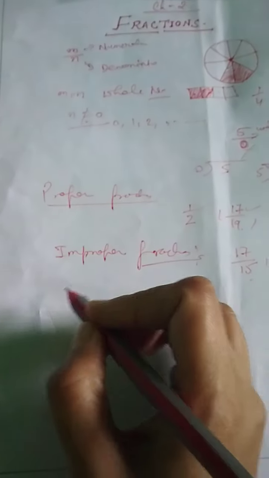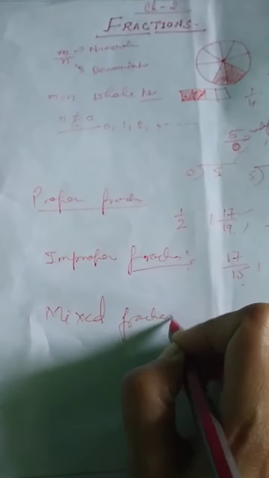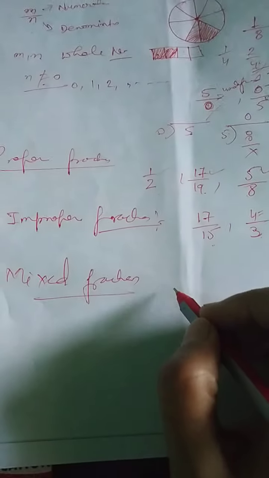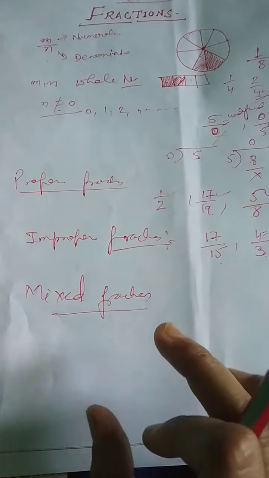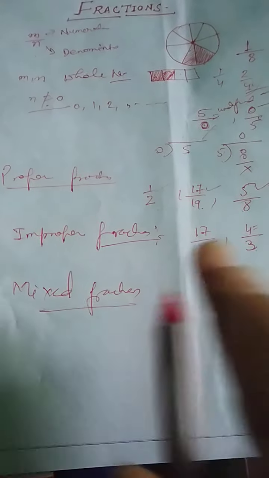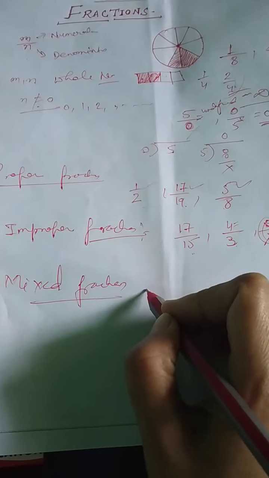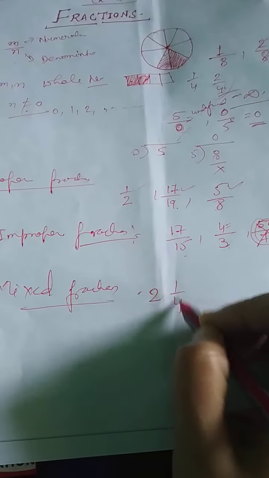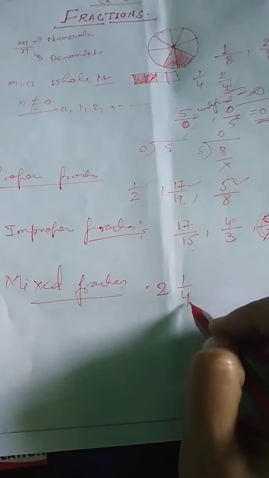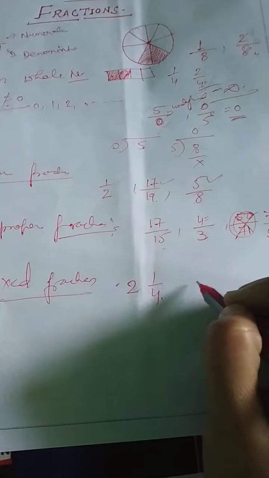Now, what is a mixed fraction? A mixed fraction is a fraction which consists of a whole number and a proper fraction, both. Suppose a mixed fraction is like this: 2 and 1 by 4. This is the whole number, and 1 by 4 is what type of fraction? Proper fraction. So, 2 whole 1 by 4.